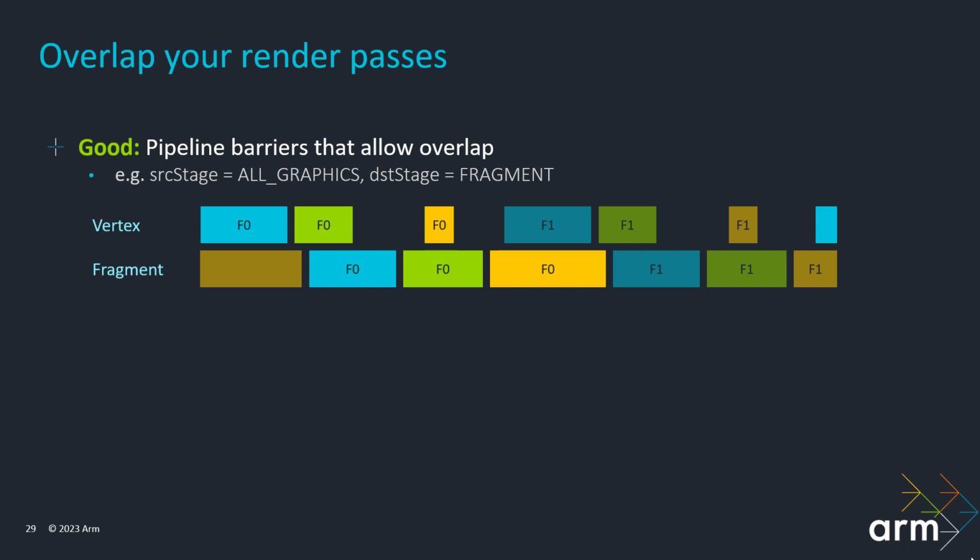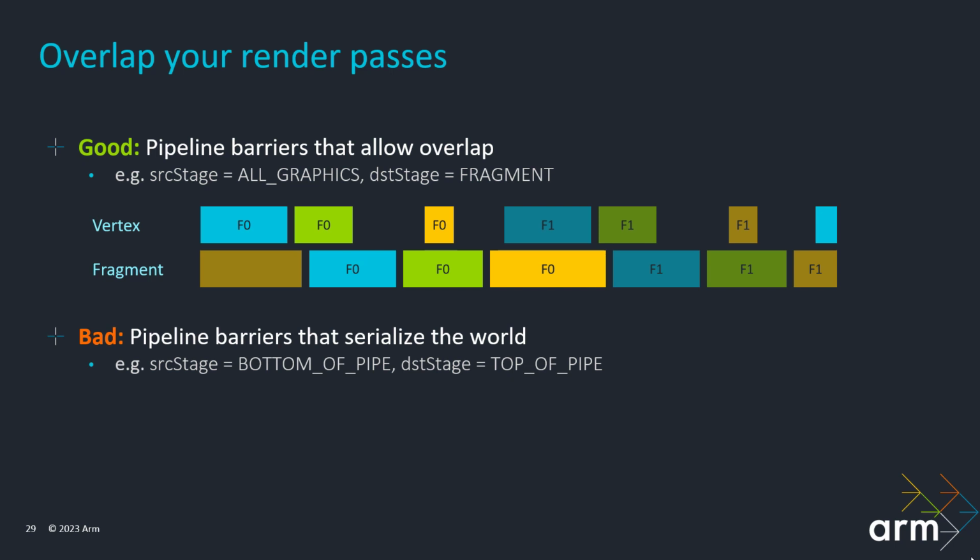Vertex shading is going idle because there's not quite as much vertex work to do. But the busy pipeline stays fully utilized. This is going to give you the best overall performance and energy efficiency. So the general rule of thumb here is make sure your source stage is as early in the pipeline as possible, and make sure that your dst stage is as late in the pipeline as possible. That gives us the best chance of achieving overlap.